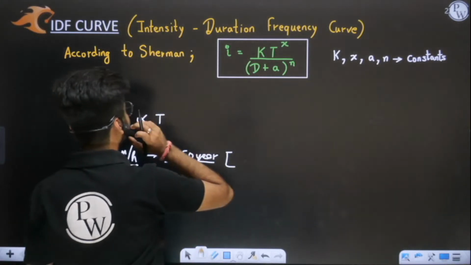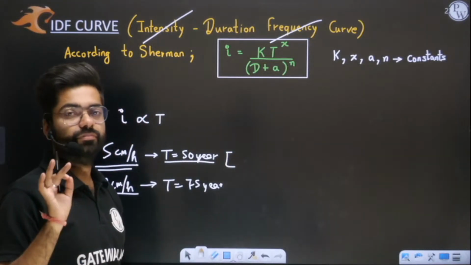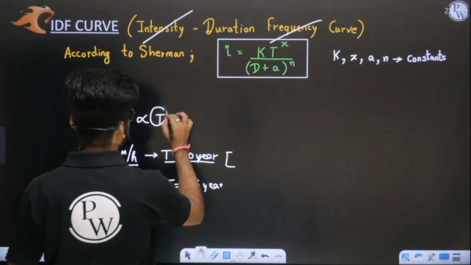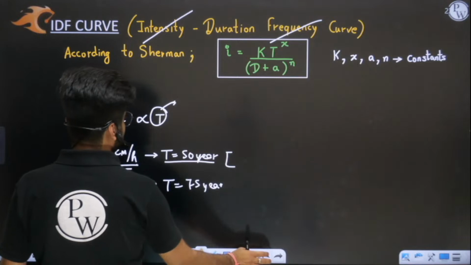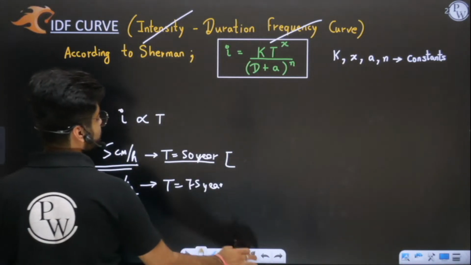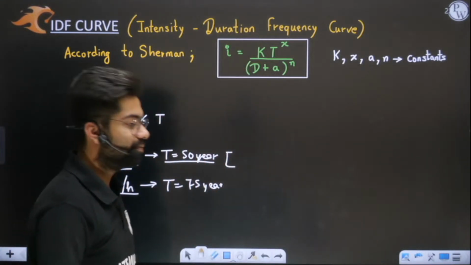You are studying the relationship between intensity and frequency. This is none other than frequency. Return period is 1 by f only. So this is the relationship between intensity and frequency only, and obviously the third quantity will be constant.